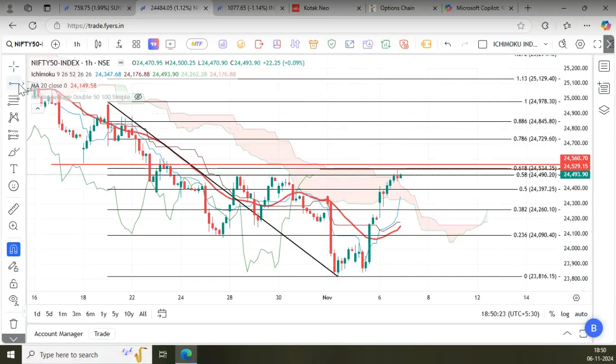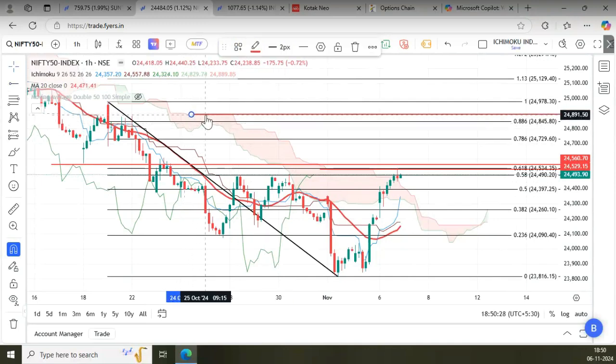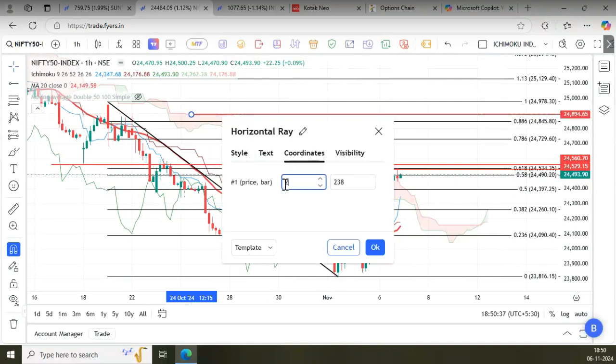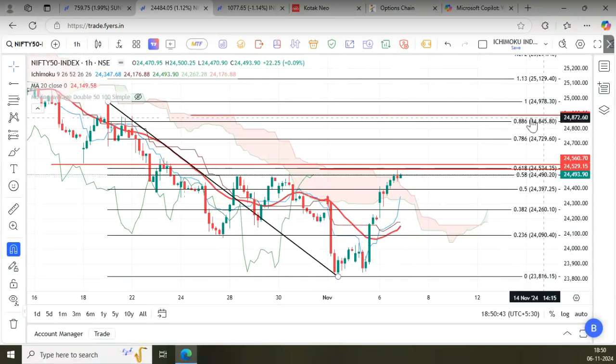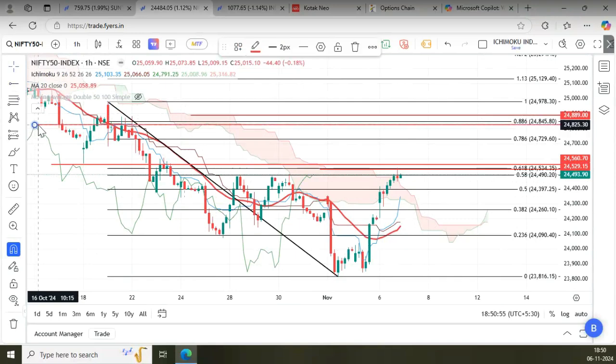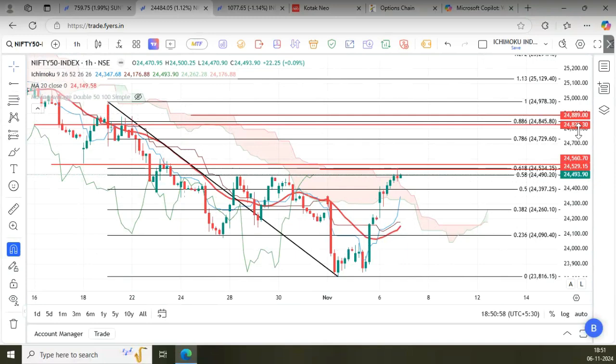So now let's mark the next resistance on the hourly chart. A bigger resistance is here, this flat line, which is at 24,889. So that's the bigger resistance on the hourly chart. And so that Chiku span top. So 24,825 to 24,889. That's going to be a bigger resistance area.